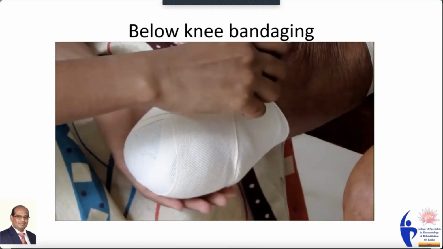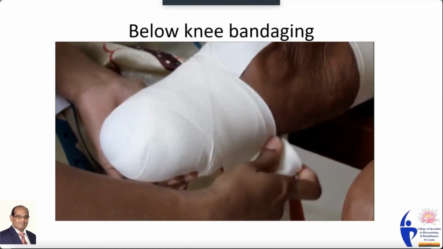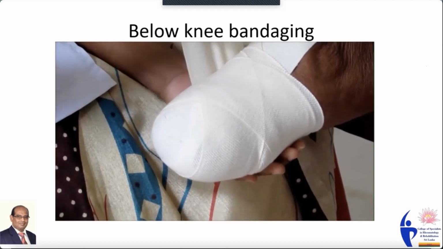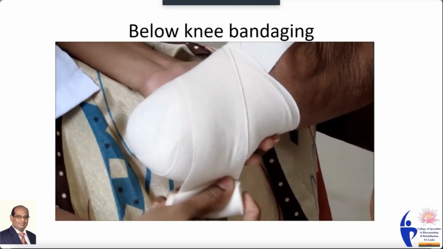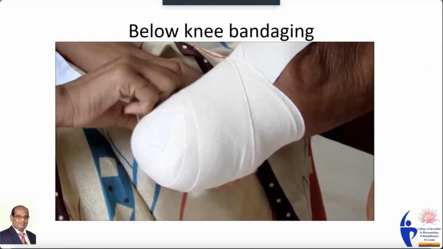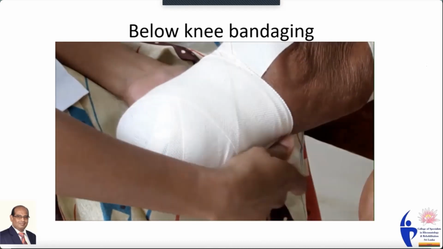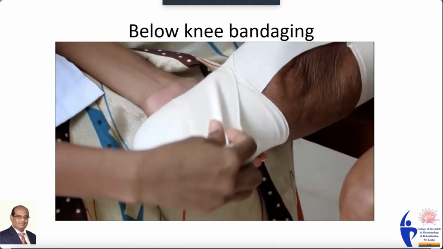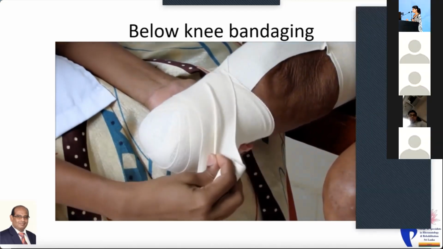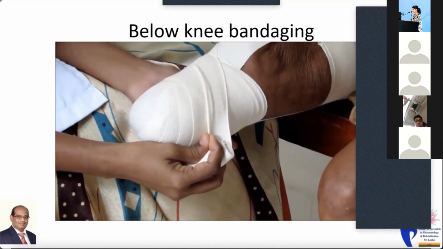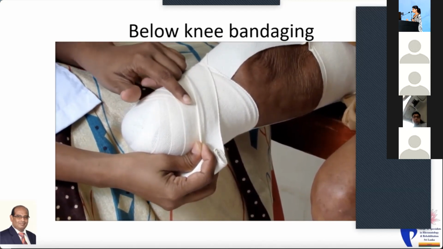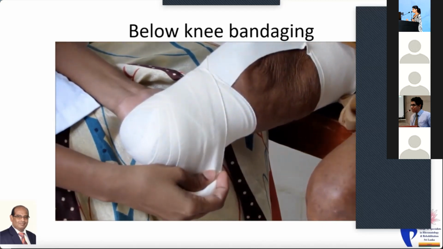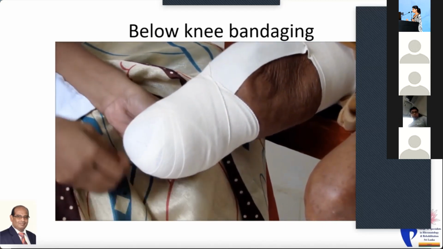Then it will create extra force to that particular point. Then likewise continue the figure of 8. And always keep in your mind not to make creases when you are doing bandaging. It will also exert excessive pressure, as well as it will mismatch the shape of the stump.